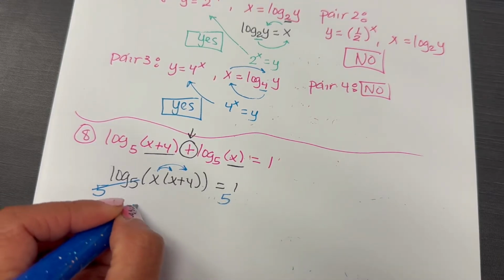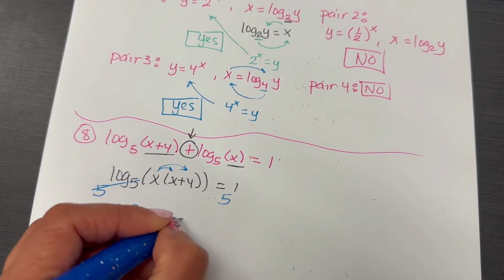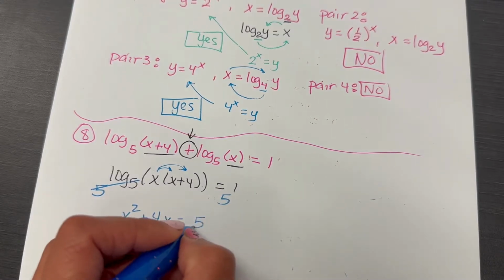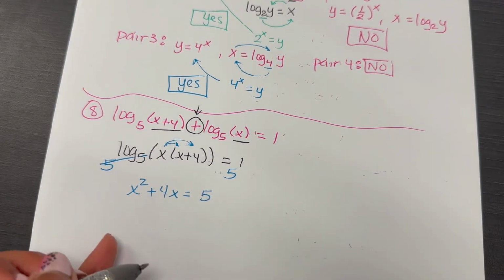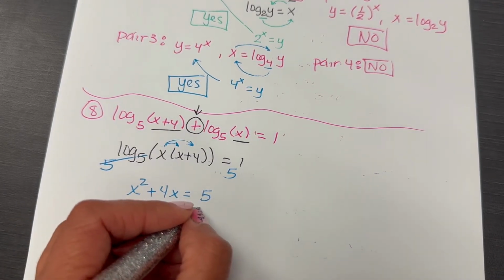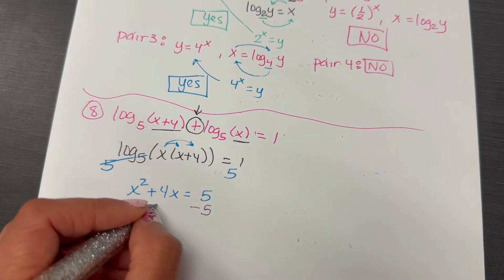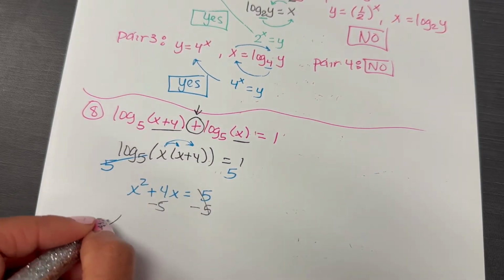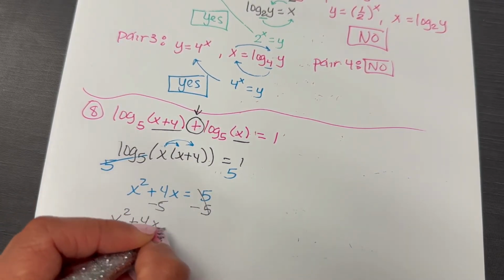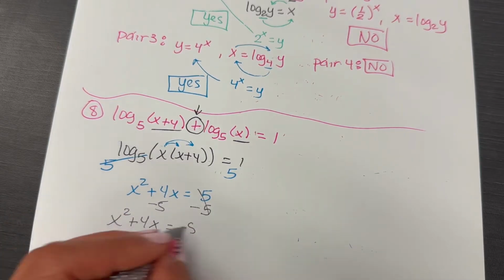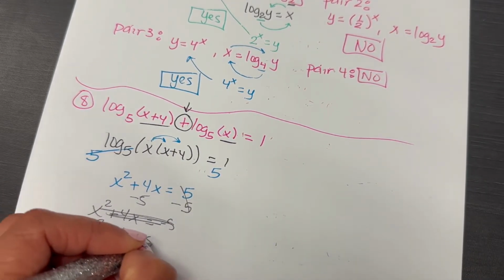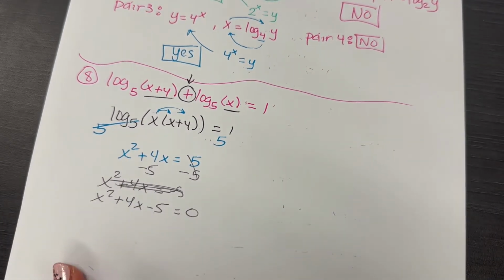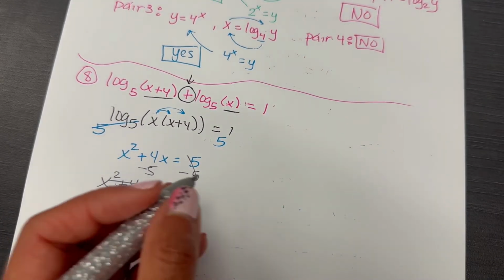X times x is x squared, x times 4 is 4x, 5 to the first power is 5. Anytime you get a quadratic, you need to get everything over on one side and 0 on the other, because you're going to use product sum to finish it off. So we need to subtract that 5. We'll get x squared plus 4x minus 5 equals 0, okay? And then we'll product sum it out.